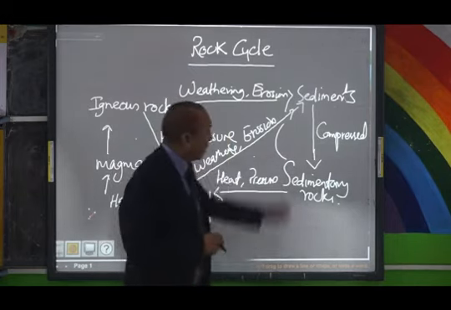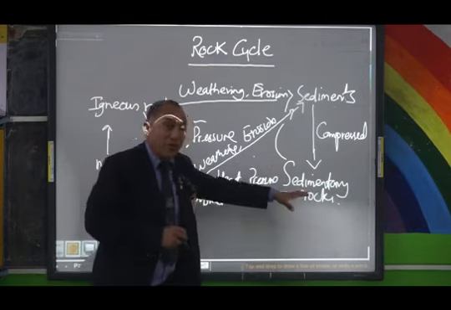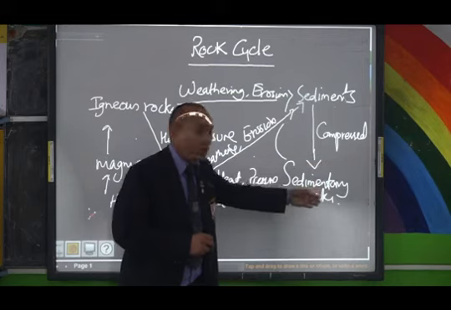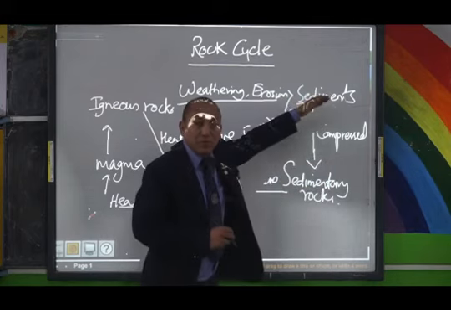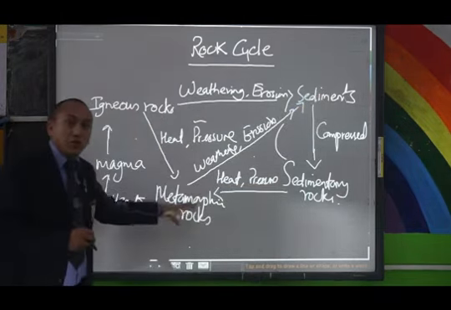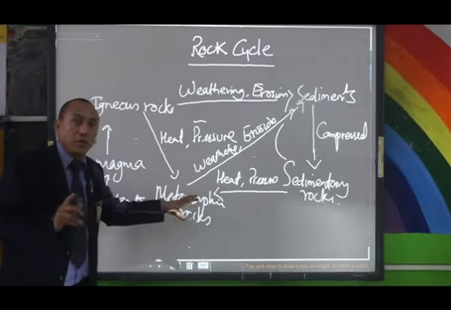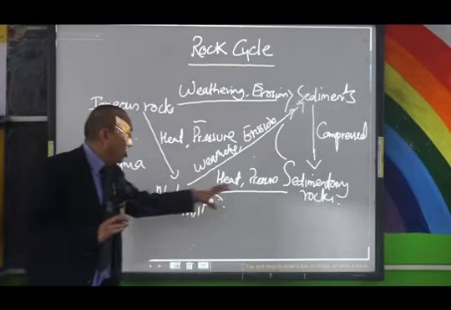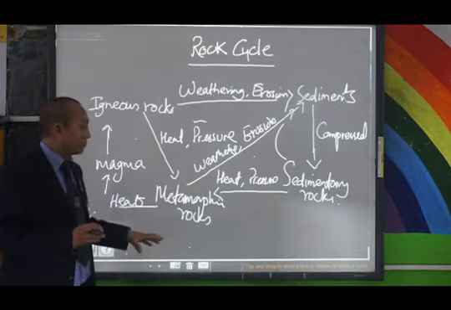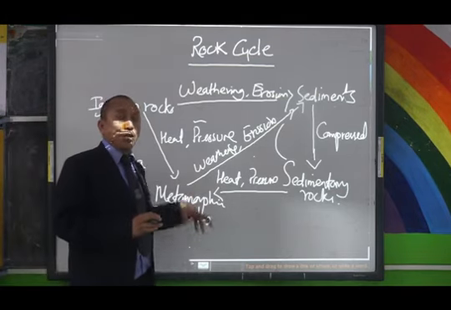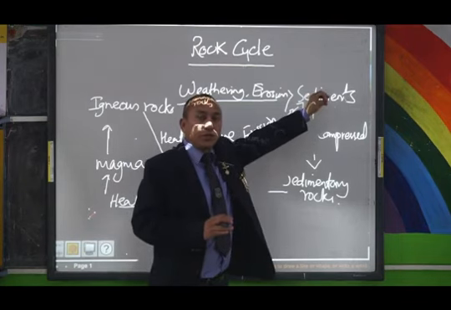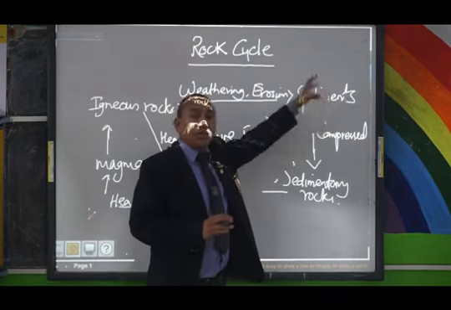Now, when these sedimentary rocks are formed, if weathering and erosion take place on them, again they will form into sediments. And from the sedimentary rocks, when heat and pressure is applied, metamorphic rock is formed. Now this metamorphic rock also, if it undergoes erosion and weathering, will again form into sediments.